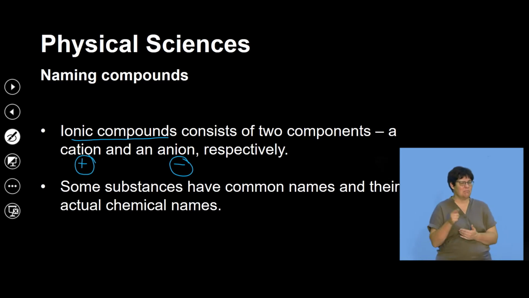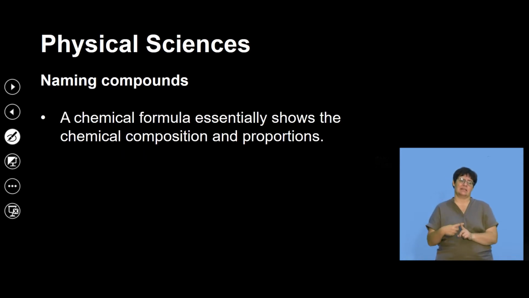So in the ionic compound, you'll have both elements represented in the name of that particular compound. Some substances have common names as well as their actual chemical names. There are isolated cases where we would have a chemical name as well as a common name. We talk of salt every day. That's a common name. Caustic soda, we talk of lime. These are common names, but these common names are actually related to specific chemical formulae.